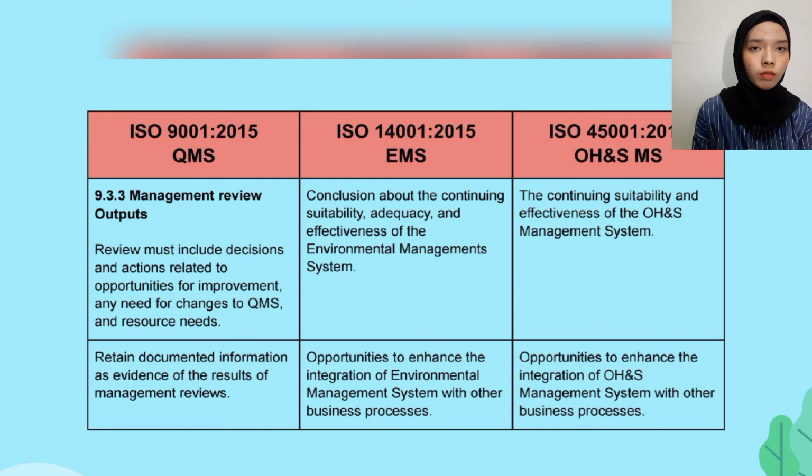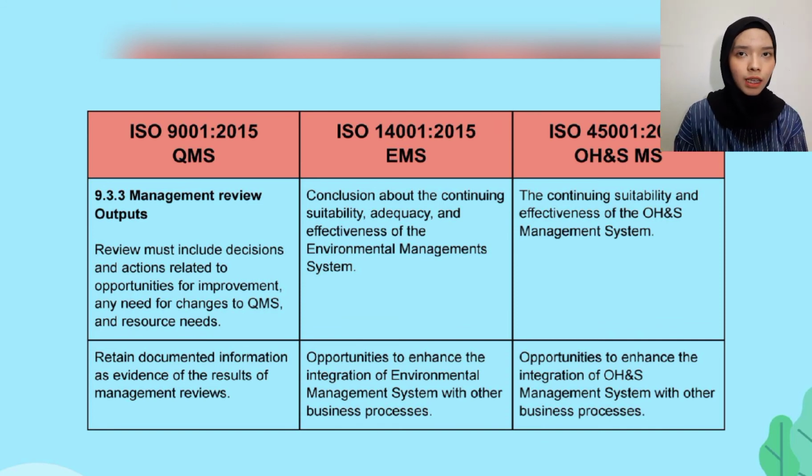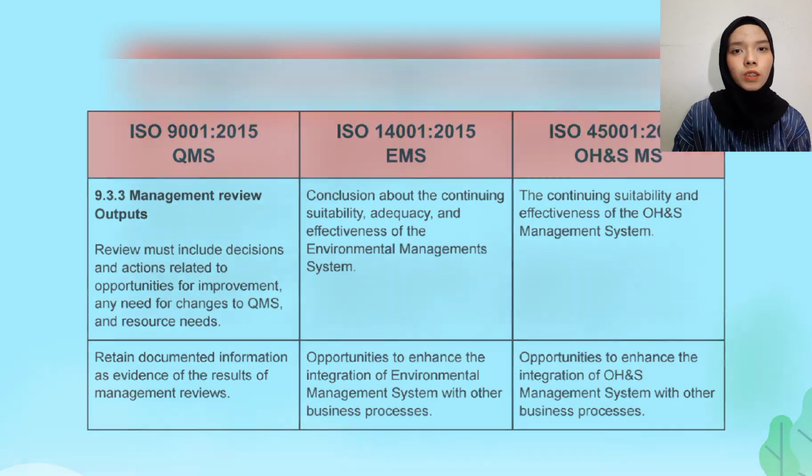9.3.3 management review output. The review must include decisions and actions related to opportunities for improvement, any needs for change to the QMS, and resource needs. And for ISO 14001, conclusions about the continuing suitability, adequacy, and effectiveness of the environmental management system. And lastly, for ISO 45001, the continuing suitability and effectiveness of the OH&S management system. And lastly, opportunities to enhance the integration of the OH&S management system with other business processes.